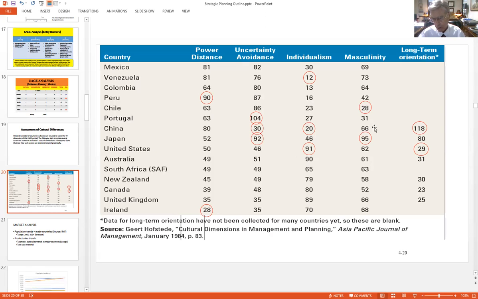And by the way, if you haven't noticed, Japan over here, that's the next thing I'll talk about. Masculinity versus femininity is not what it seems to be. This is not about gender. And even in textbooks, I find this misunderstood. Hofstede had a metaphor here.